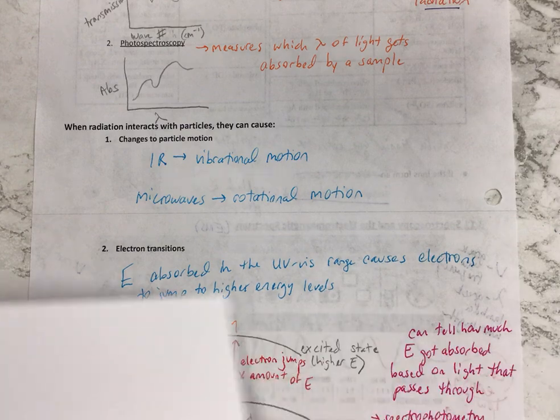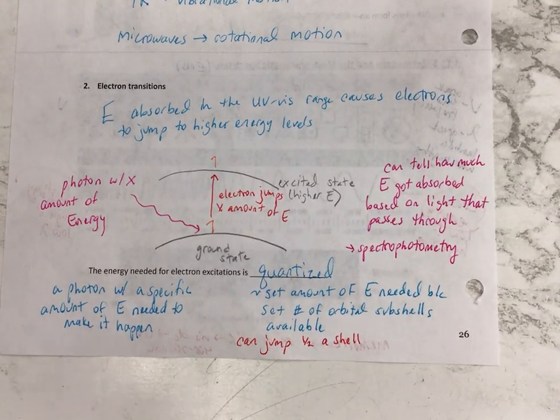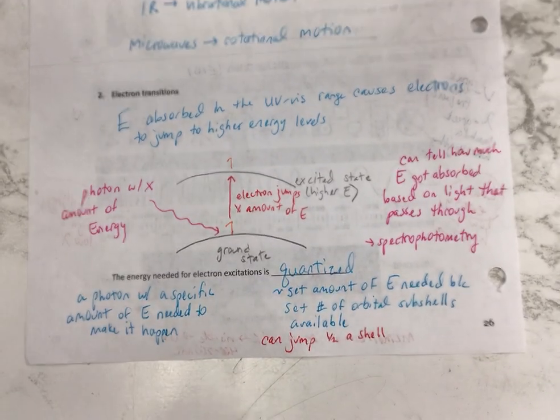Electron transition, so that's when my electrons are absorbing photons and jumping up to higher energy levels. So this is complicated. Definitely pause here so everybody can finish copying page 26 before I go on.